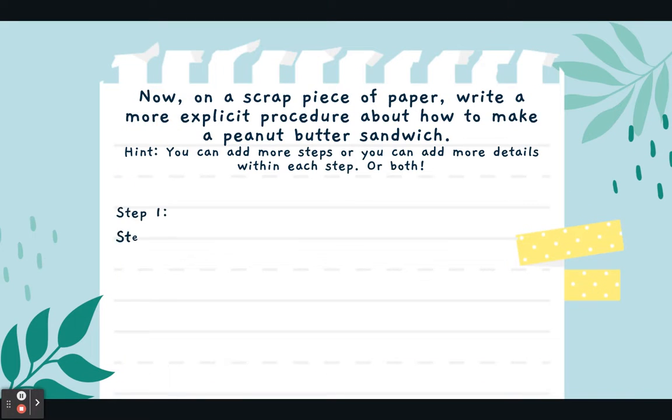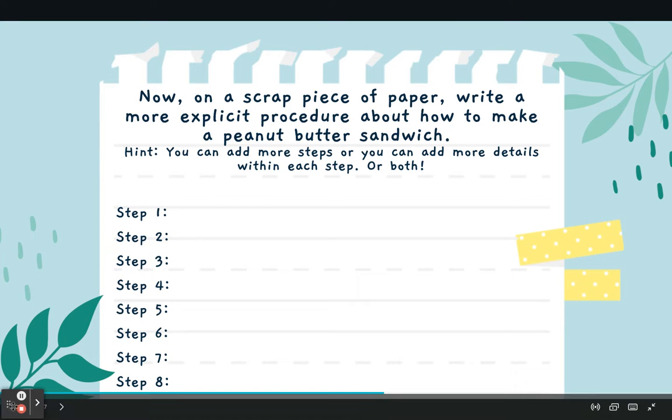So now that you've looked at that cartoon, on a scrap piece of paper, you're going to write a more explicit procedure about how to make a peanut butter sandwich. You can add more steps or you can add more details within each step, or both. I have listed 8 steps on the screen. However, you're more than welcome to do more than that. Again, you are going to grab a scrap piece of paper to write a more explicit procedure about how to make a peanut butter sandwich. Pause this video while you work.